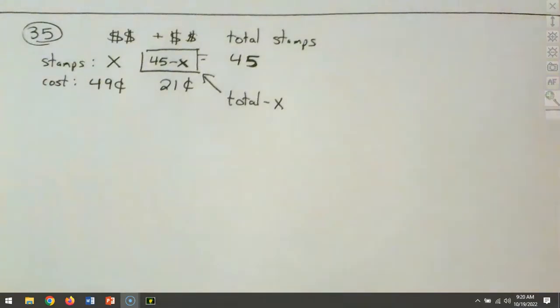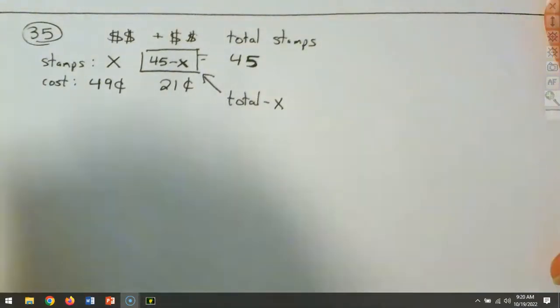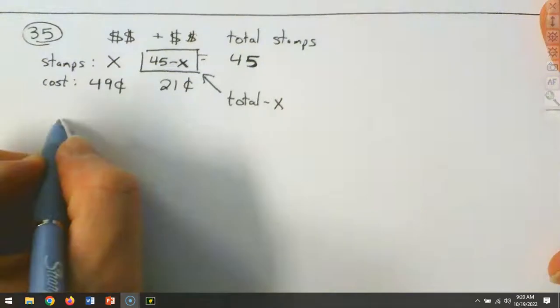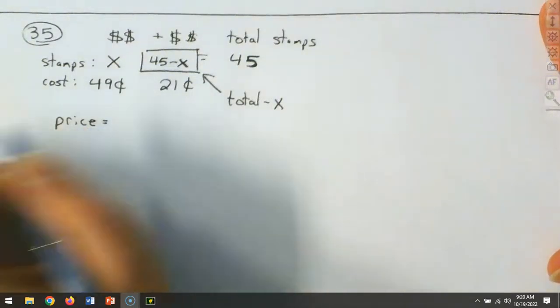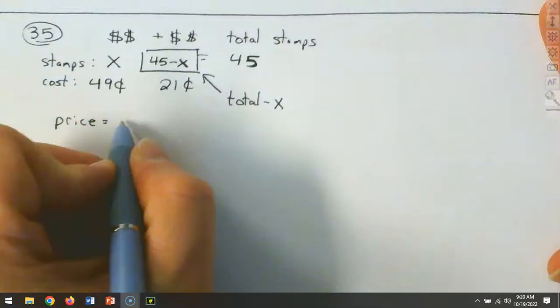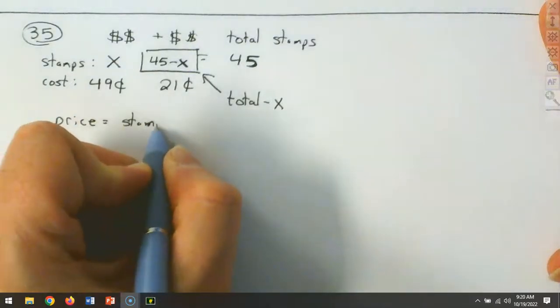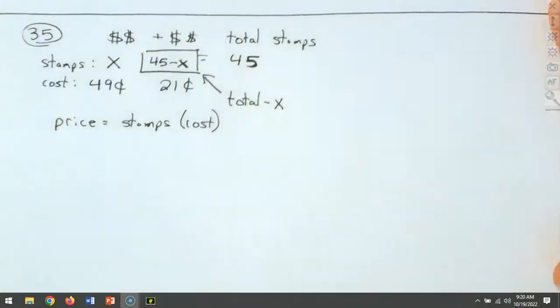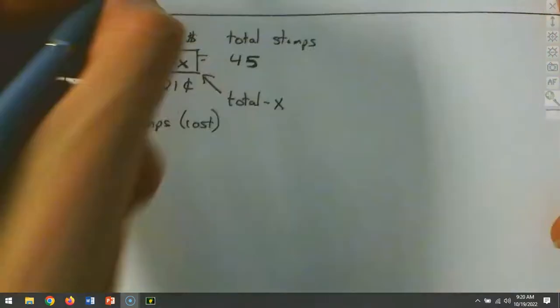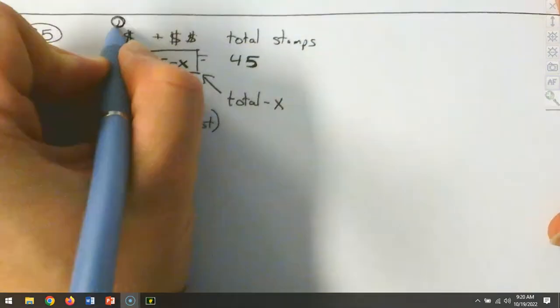Now let's talk about the total price. And we'll call this the price. You can label them however you want. The price is going to be the stamps times the cost. So stamps times the cost is going to give me the price of each type.